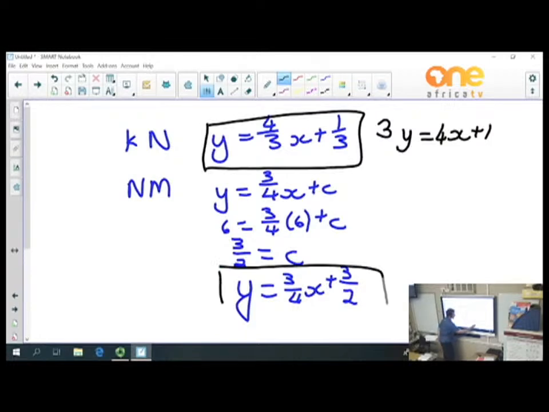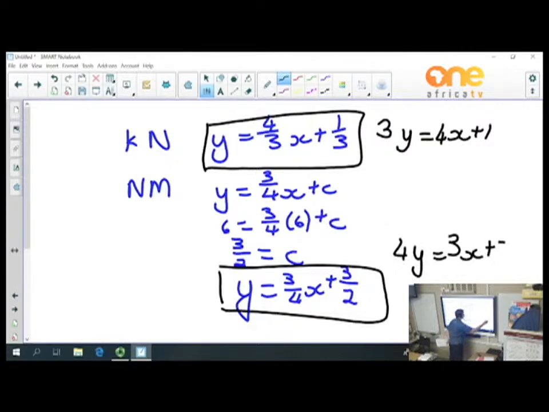And now I take this one and I change it to get rid of the fractions in the first place. So it will be 4y is equal to 3x plus 3. LCM times 4 times 4 times 4. This one is not right. It will be plus 6.